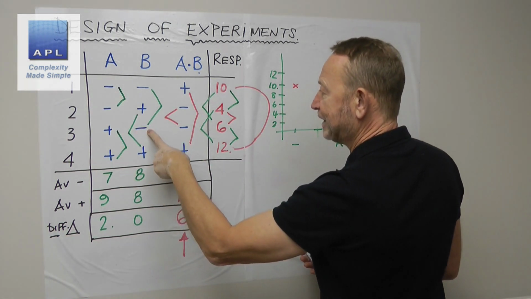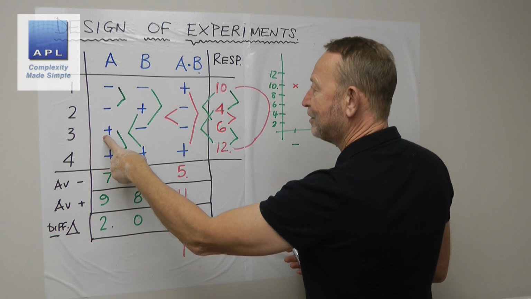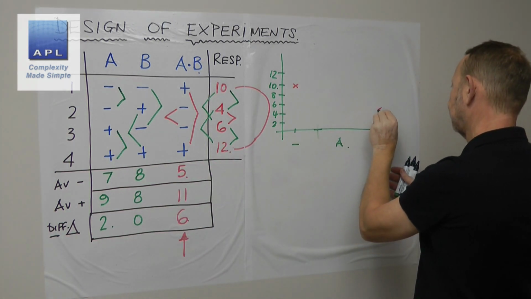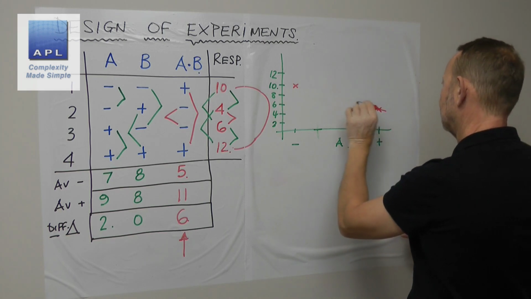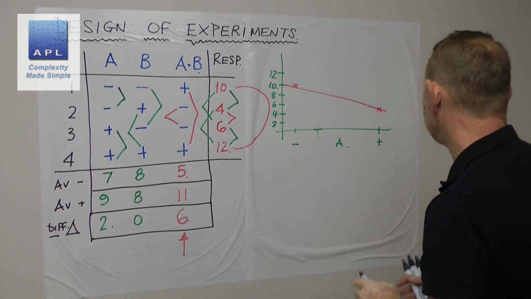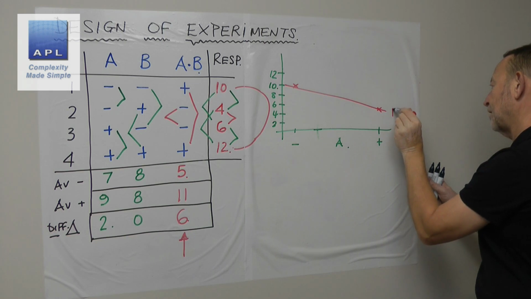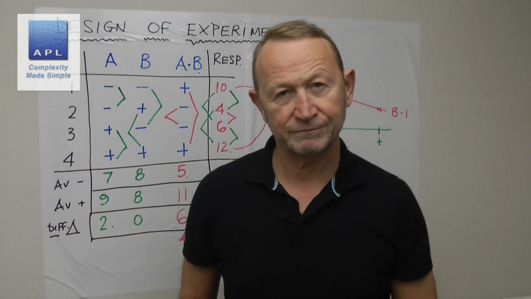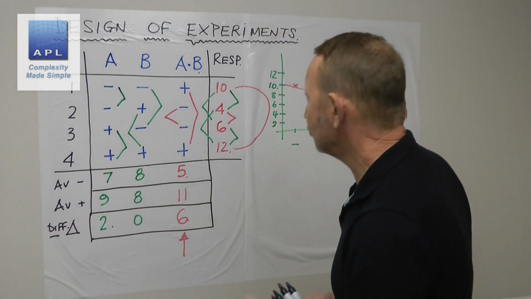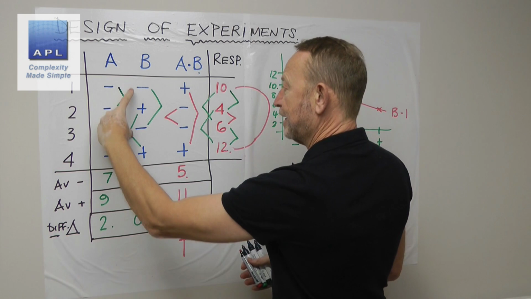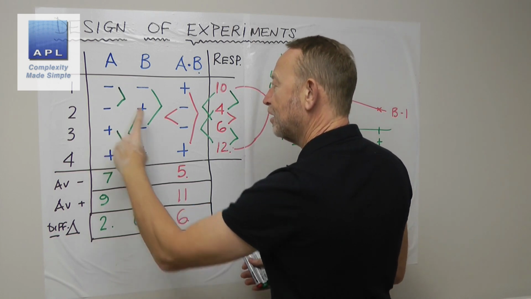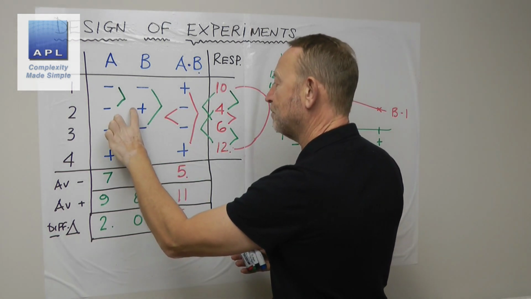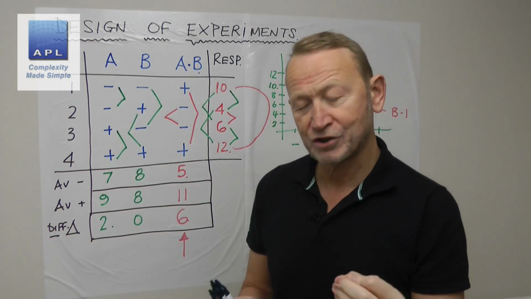Now B remains negative, but A goes positive, and we got a result of 6. Let's draw a line through those two, and I'm going to label that the B minus 1 line. Now what we're going to do, of course, is switch B from the negative to the positive, and we'll draw the same line, but this time B will be held positively.